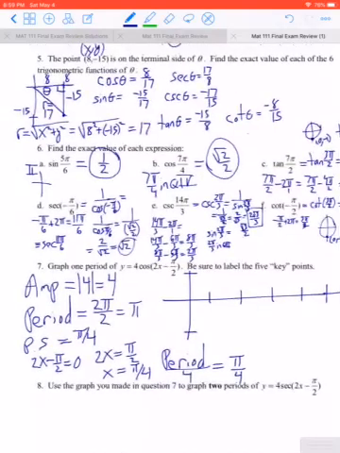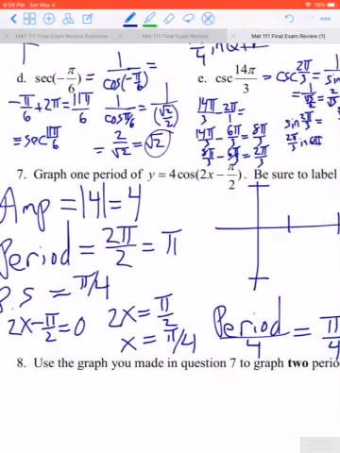Let's take a look at question number 7 on the practice final. They want us to graph one period of y equals 4 cosine of 2x minus pi over 2. This is going to be the graph of the cosine with the following transformations.